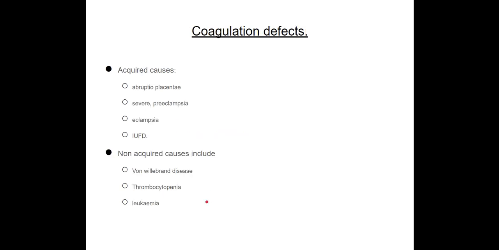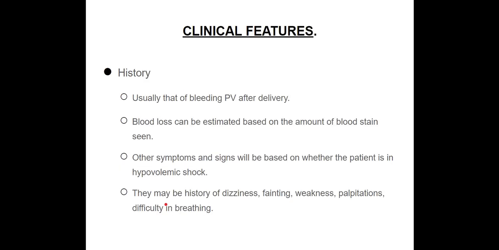So coagulation defects in the clotting system. There are many causes that are acquired while in pregnancy, such as abruptio placentae, severe preeclampsia, eclampsia, and IUFD. Other causes that are non-acquired in pregnancy include von Willebrand disease, thrombocytopenia, and even leukemia. All these cause clotting defects that can cause postpartum hemorrhage.